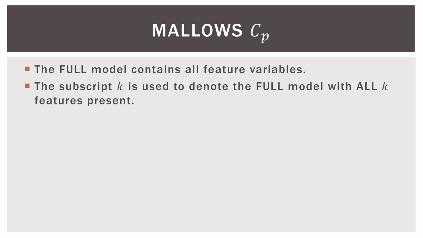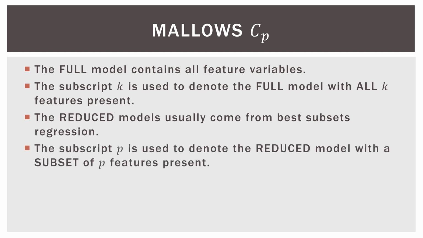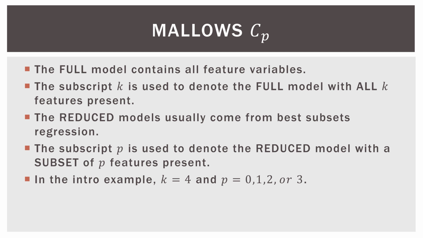The subscript K is used to denote the full model with all K features present. The reduced models usually come from best subsets regression, like we saw before. The subscript P is used to denote the reduced model with a subset of P features present. In the intro example, K was 4. So at the very bottom of that list, we had 4 variables in the model. Those were all 4 variables under consideration to build the model. Therefore, K is 4. And of course, P could be any subset, so 0 technically speaking, or 1, 2, or 3, like we saw. So those are all the reduced models.